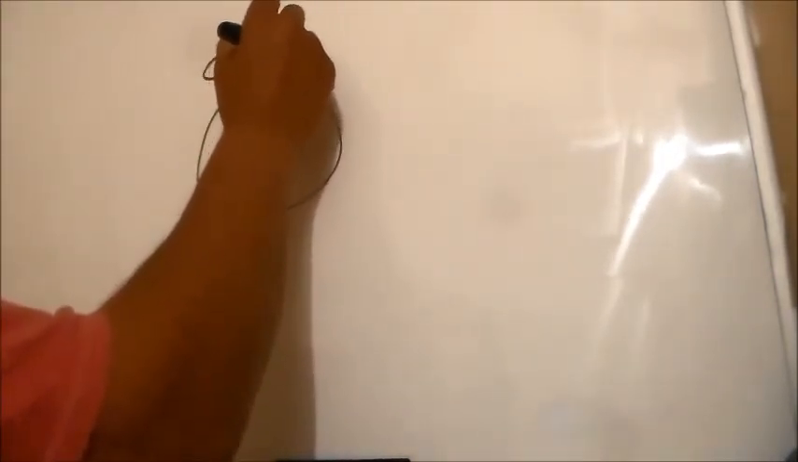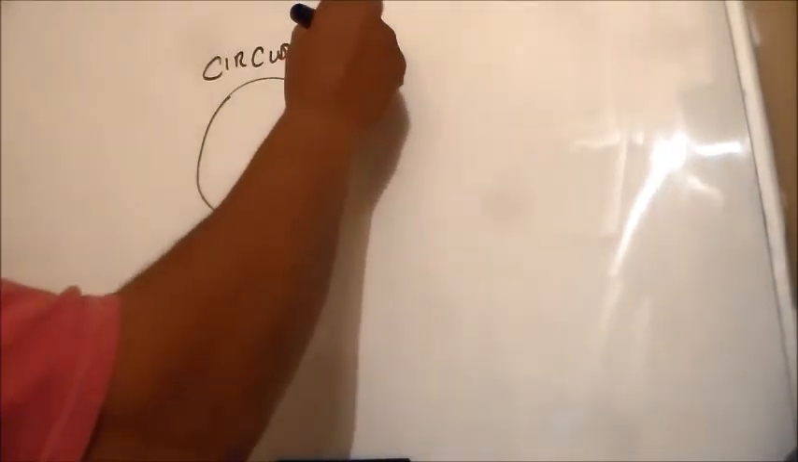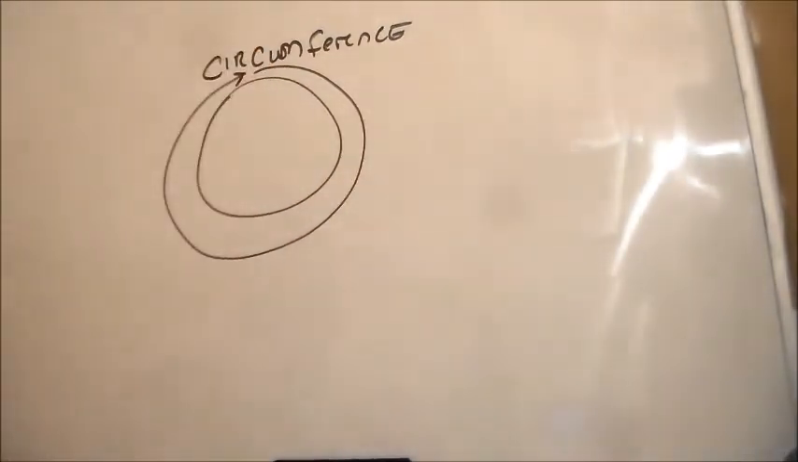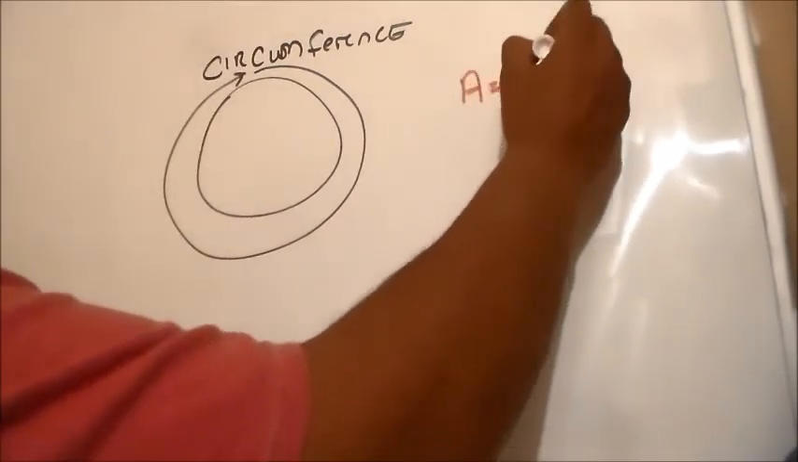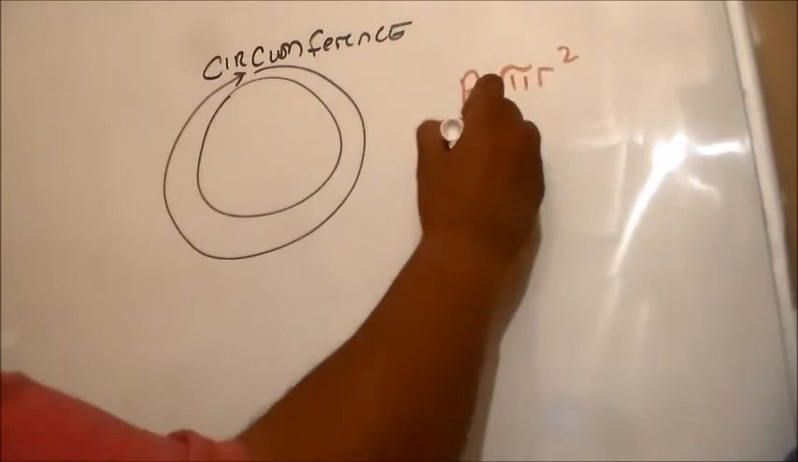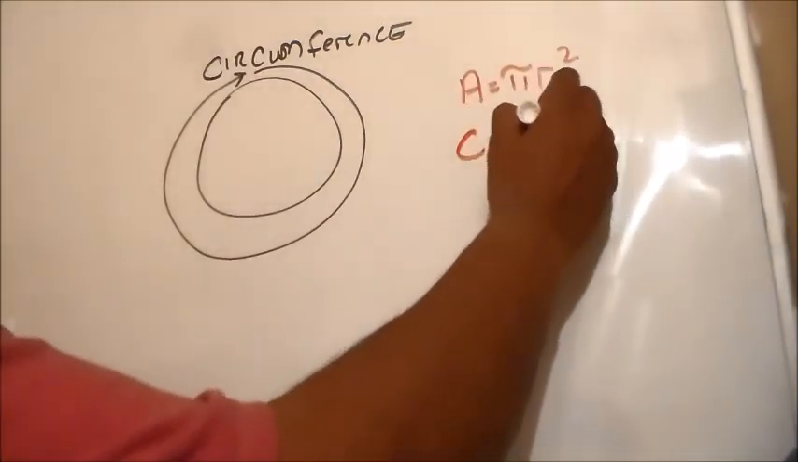Now with circles, there is no perimeter per se. We call it the circumference, which is the distance around a circle. So it's kind of like a perimeter, but it's just dealing with a circle. So circumference is what we're going to look for. Our 2 formulas for circles are: the area equals pi r squared, and the circumference equals 2 pi r.